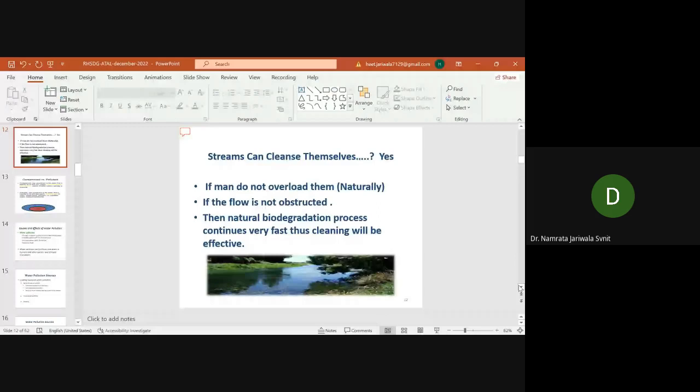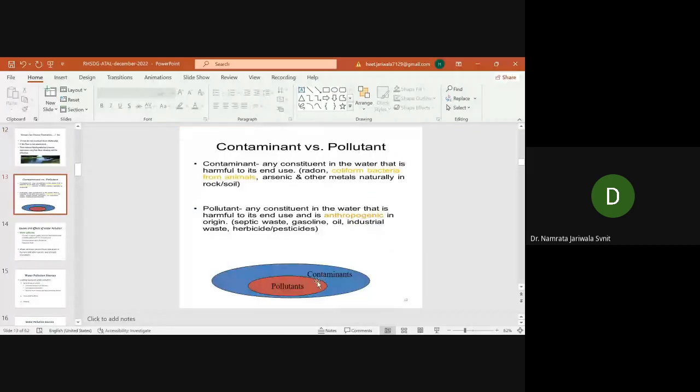But the very important thing is, we all know the anthropogenic activity is responsible, and because of that ultimately the streams and river water bodies are nothing but drains. Now there are two important things: a contaminant and a pollutant. The contaminant is a broad word, whereas pollutants are generally site specific. So you can say pollutants are nothing but a subset of contaminants.